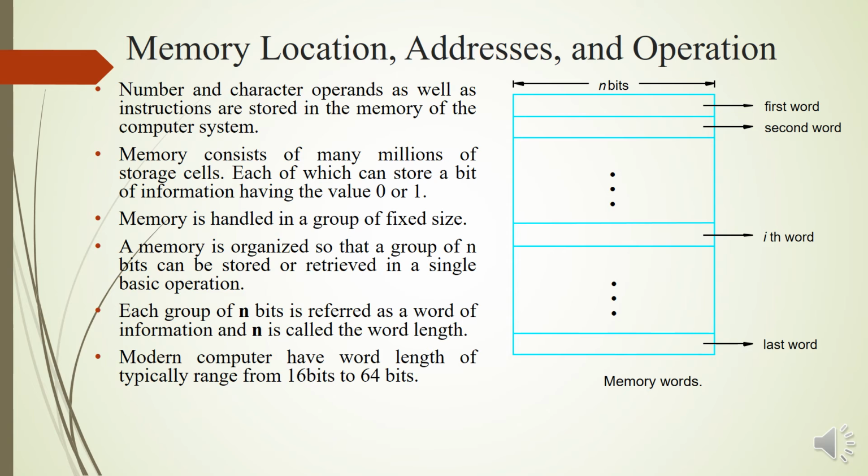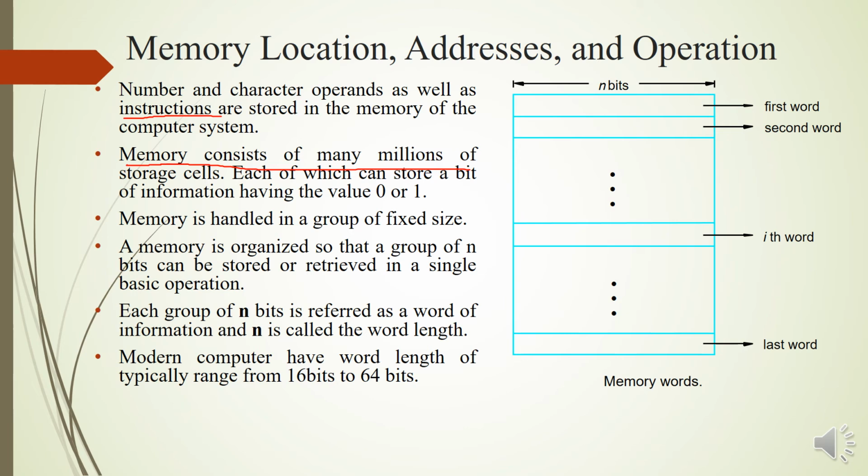Now coming to the memory location, address and operation representation involved in the computer system. Number and character operands as well as instructions are stored in the memory of the computer system. So whatever number on which we want to do some task, and the characters which are represented as operands, along with the instructions, are stored in the computer system. Memory consists of millions of storage cells, each of which can store information having the value either 0 or 1. Memory is handled in groups of fixed size.